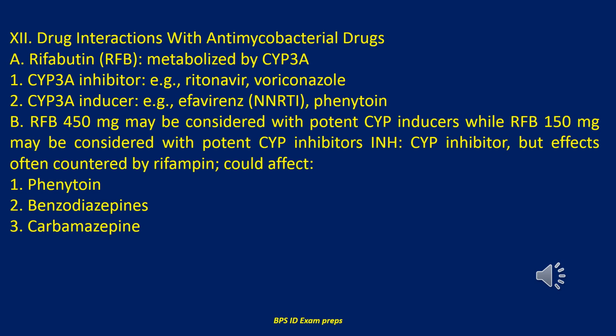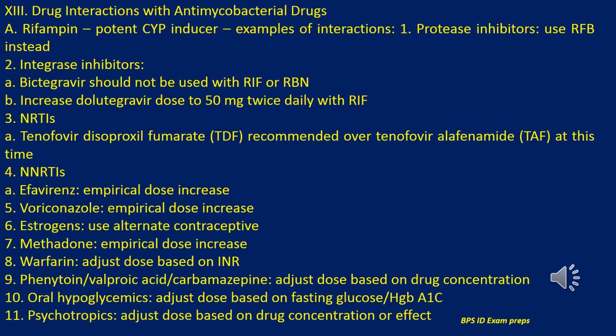It could have an effect on 1. Phenytoin, 2. Benzodiazepines, and 3. Carbamazepine. Let's now look at drug interactions with rifampin. It is a potent CYP inducer. Examples of its interactions include interactions with 1. Protease inhibitors. It is recommended we use RFB instead with PIs.